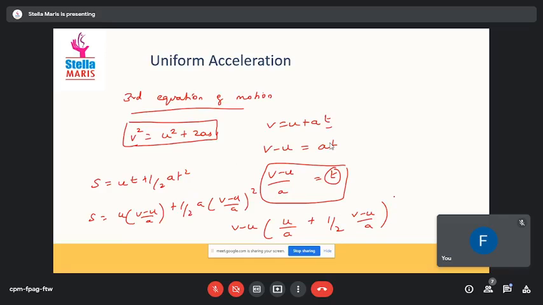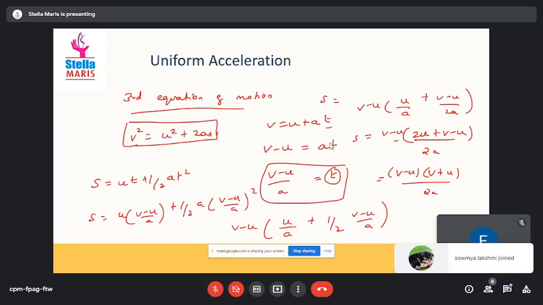So now it becomes (v minus u) into (u by a plus (v minus u) by 2a). Now take the LCM. The LCM will come as 2a, so it becomes 2u plus v minus u, into v minus u. So 2u minus u becomes v plus u, into v minus u, divided by 2a. That is the a minus b, a plus b formula. So s is equal to v squared minus u squared by 2a.